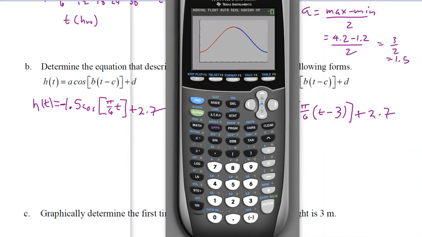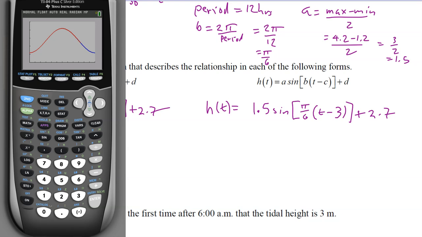And what did we want? The tide height, we want it to be 3 meters. So determine the time, first time after 6 a.m. So 1, 2, 3, 4, 5, 6 is here. And what we're going to do, I'll put in Y3. The tide is 3 meters. So we're looking for this right here, because this is midnight. 1, 2, 3, 4, 5, 6, 7, 8, 9. So it's around 9-ish.